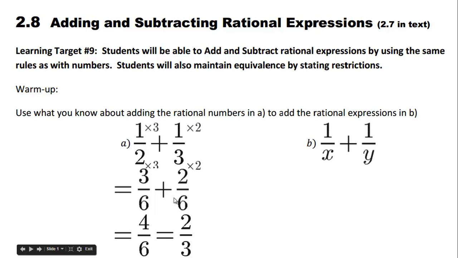The reduce after is actually going to be part of rational expressions as well. And we always have to check if we can reduce after.